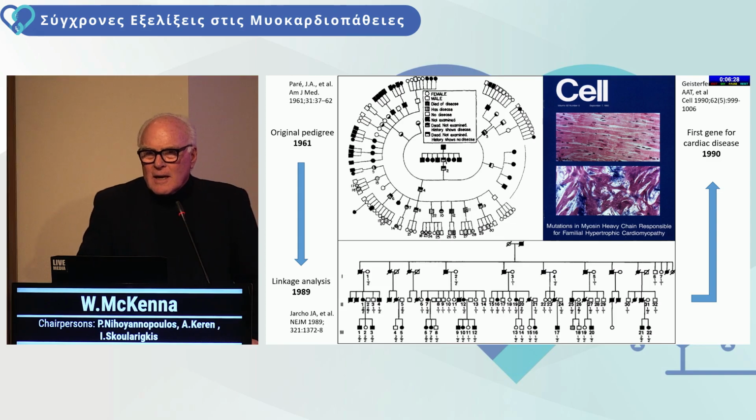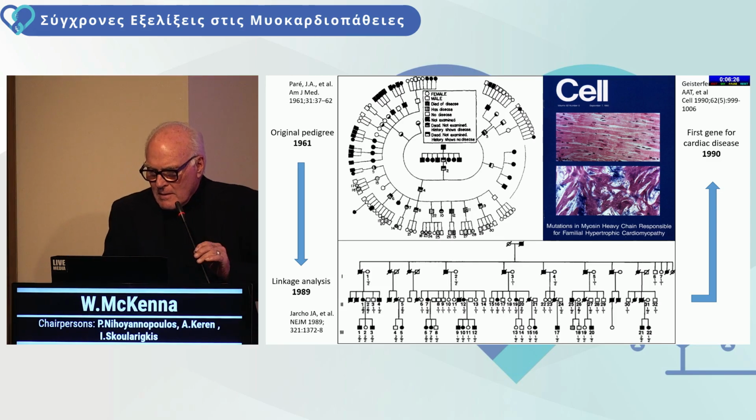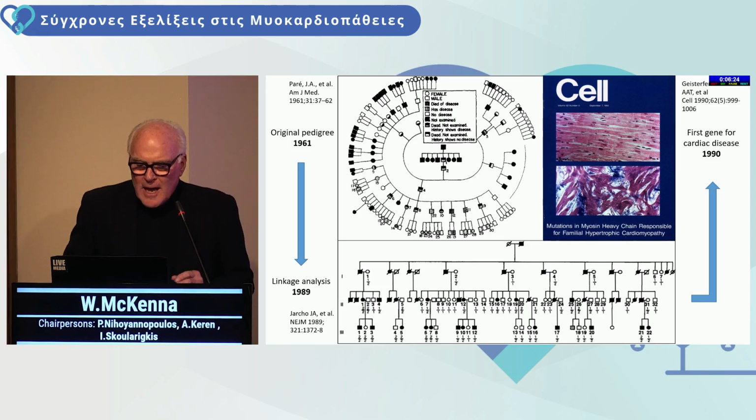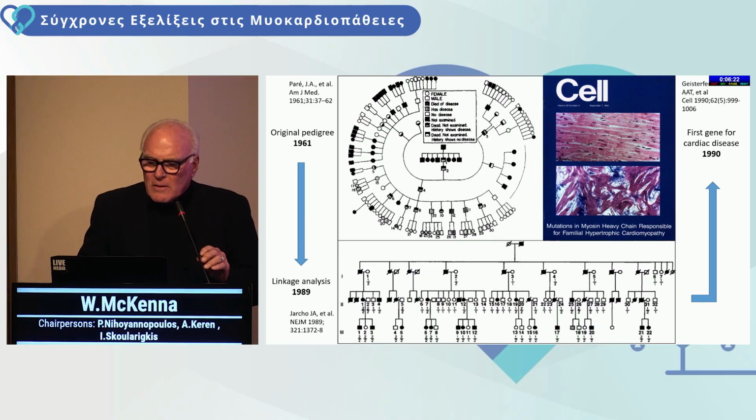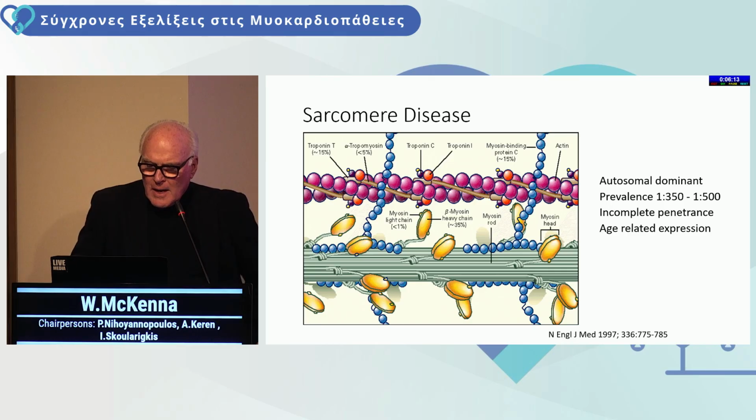The genetics, here we've talked about this. How do we implement the genetics into all of this? Well, this was the first identification in 1990 of a beta-myosin heavy chain mutation. And this led fairly quickly to recognition that this was a disease of the sarcomere, thick and thin filaments, most of the mutations occurring at binding sites between thick and thin filament.